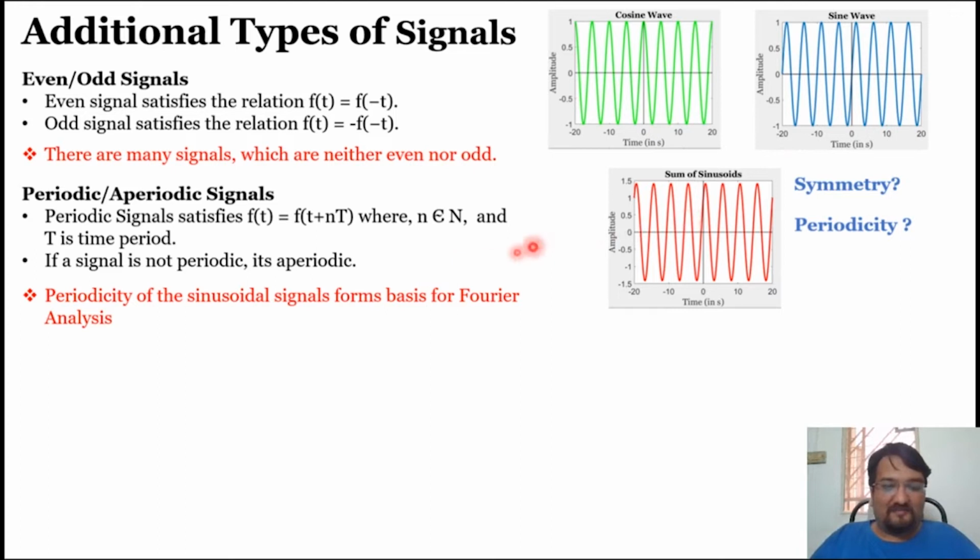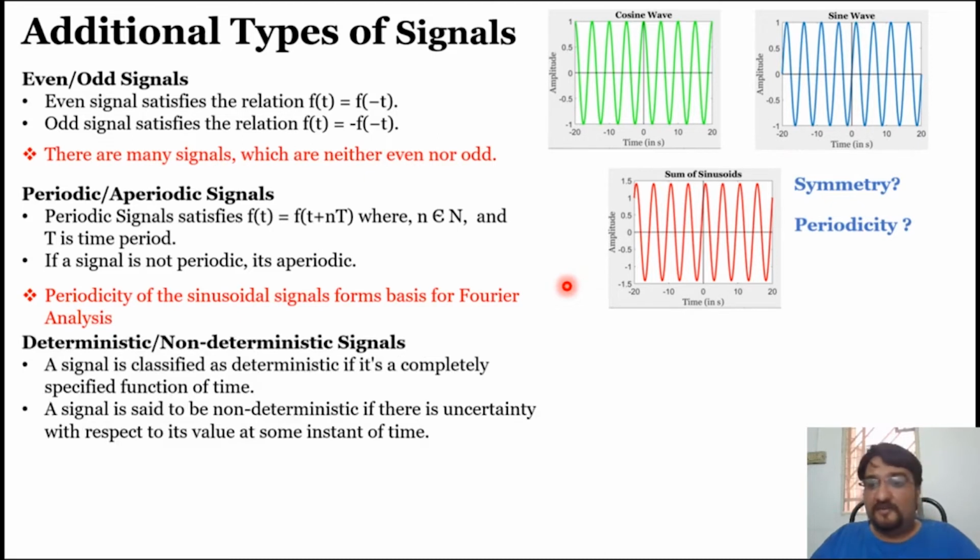So I hope this brief glance through the periodicity of signals, a very important property, helps, and we'll come to that and discuss it in detail. We'll also see the fast Fourier transform and everything in the future. So we'll see one more type of data signals, that is deterministic and non-deterministic signals.